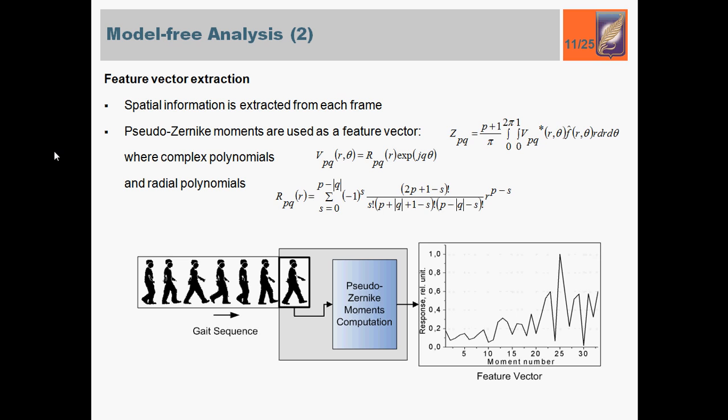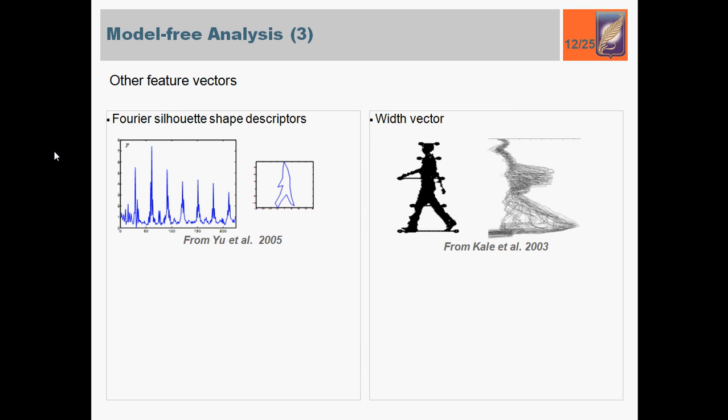Feature vector is used for spatial information captured from each frame. Pseudo-Zernike moments are used as a feature vector. Pseudo-Zernike moments of order p with repetition q for normalized silhouette function are defined in this form and based on the orthogonal set of complex polynomials that equal the product of a radial polynomial and a complex exponent. Thus we have the feature vector for each frame, consisting of moments. There are some other feature vectors, which include Fourier silhouette shape descriptors, width feature vectors, wavelet descriptors, etc.